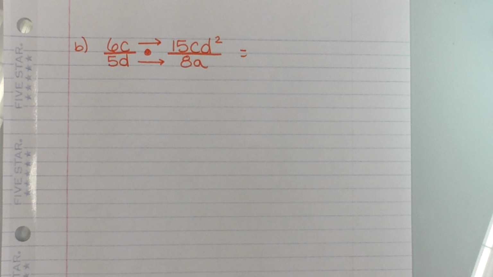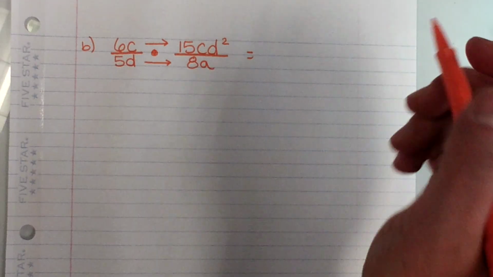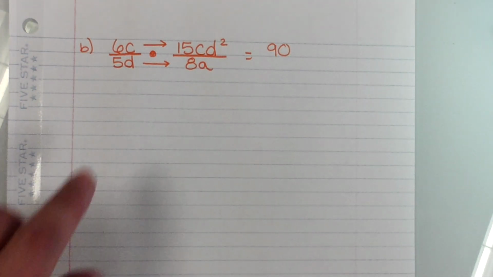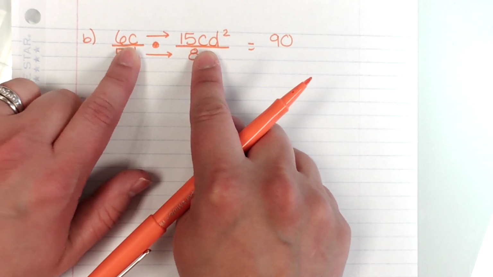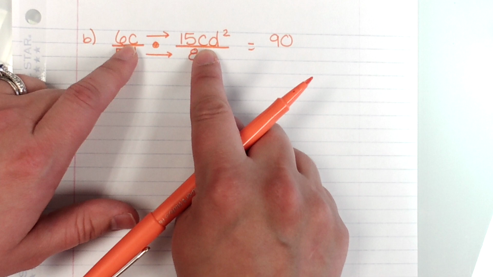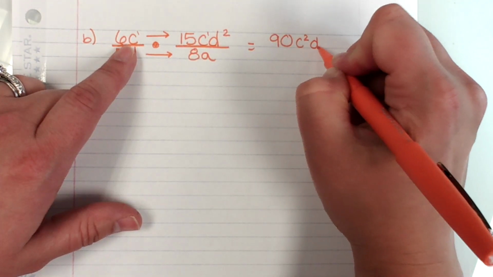When multiplying, remember, numbers multiply, variables that are the same multiply together. They don't have to be like terms in order to multiply. 6 times 15. Y'all got calculators, right? It is 90. And I've got the c and the cd squared. When you're multiplying variables, what happens to the exponents? You add the exponents. So I got a c to the first and a c to the first, so it's c squared and d squared.